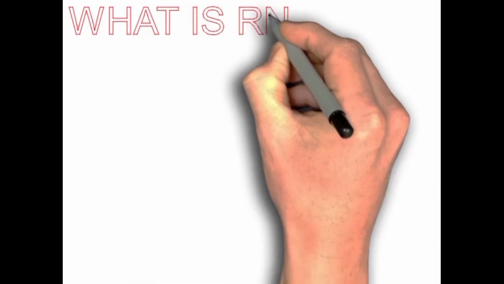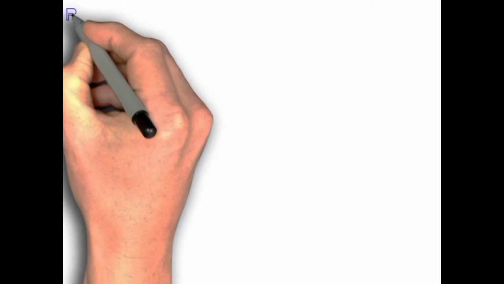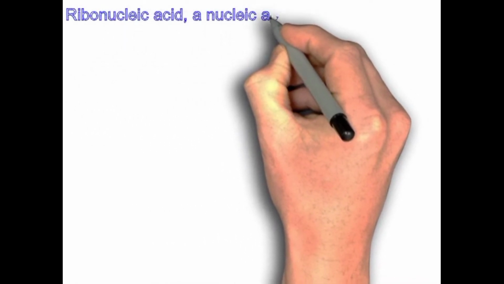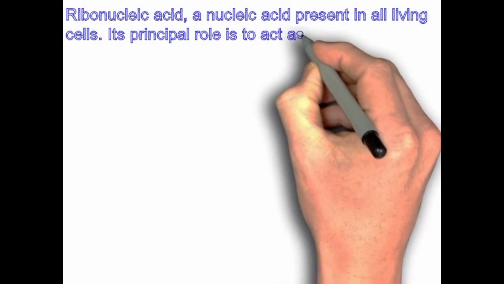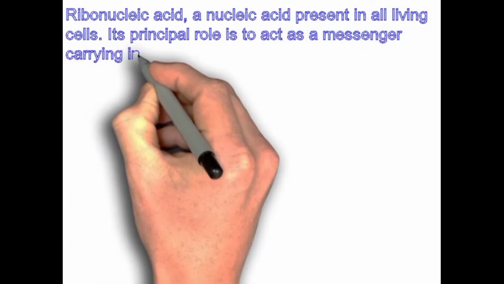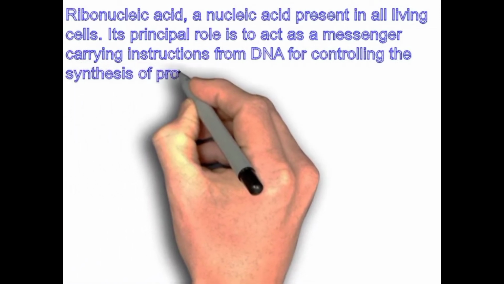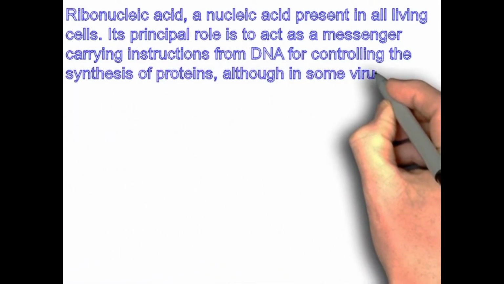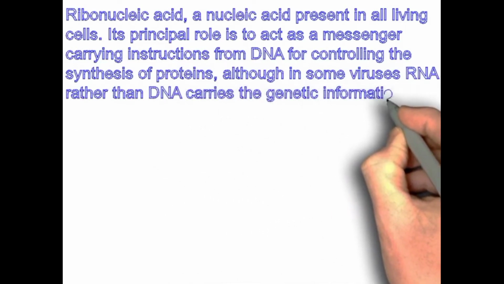What is RNA? Ribonucleic acid, a nucleic acid present in all living cells. Its principal role is to act as a messenger, carrying instructions from DNA for controlling the synthesis of proteins. Although in some viruses, RNA rather than DNA carries the genetic information.